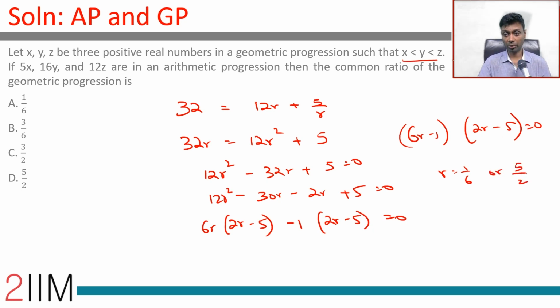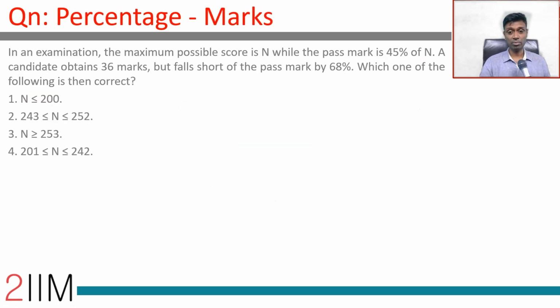Now this comes into the picture finally. x less than y less than z. So it's an increasing GP, so the terms become larger and larger. That means the common ratio should be greater than 1 because we're dealing with positive real numbers. A positive real number multiplied by a number greater than 1 will become bigger. If it is multiplied by a number less than 1, it will become smaller. Right, so x less than y less than z tells us that the common ratio is not 1 by 6 but 5 by 2.